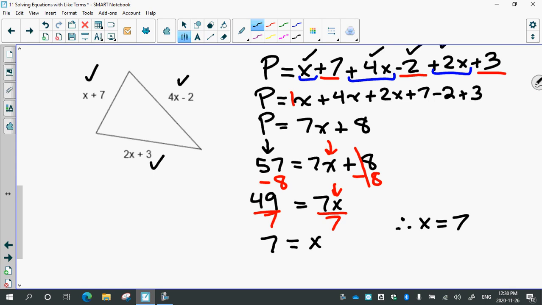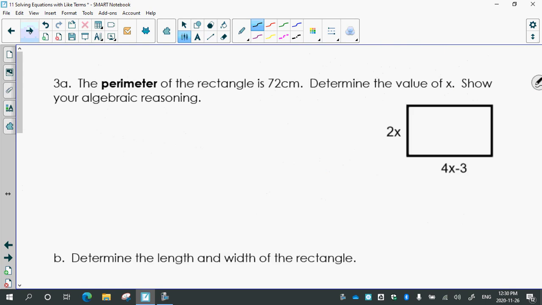How am I doing on time? Yep, I'm doing okay. Any questions about that one? Okay. All right, try 3A all on your own. So that'll see if you have understood what we're doing with the perimeter. 3A. I'll pause this.